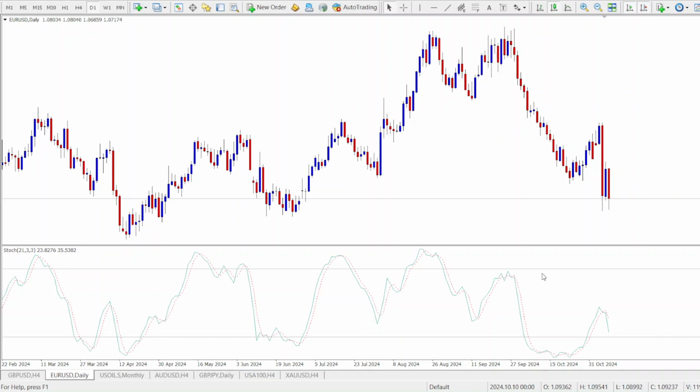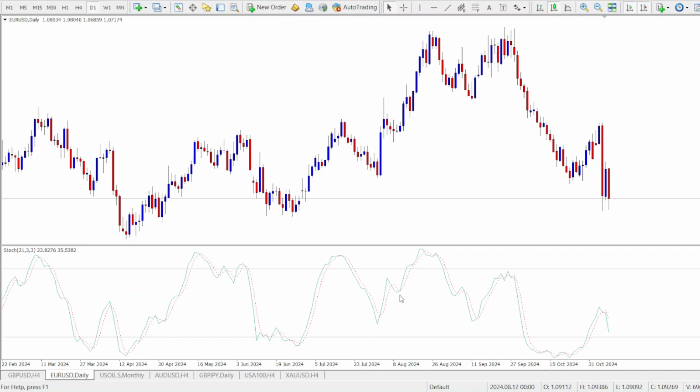Now, one of the most important things to understand with stochastic is the crossover between the main line and the signal line, or the percentage K line and the percentage D line. A bullish crossover happens when the percentage K line crosses above the percentage D line, which can signal a buying opportunity. A bearish crossover happens when the percentage K line crosses below the percentage D line, suggesting a potential selling opportunity. On the daily chart, it's essential to confirm these crossovers with other indicators or price action.